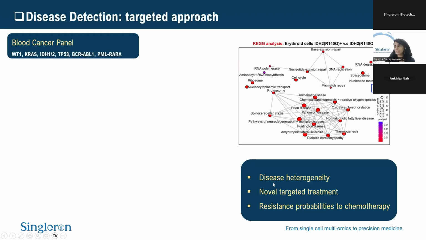quite heterogeneous, but because of this enrichment pathway analysis, they were able to find out that there is a resistance probability to chemotherapy, which is quite high because of the ferroptosis pathway being active. And so they were able to propose some novel targeted treatments for these conditions.